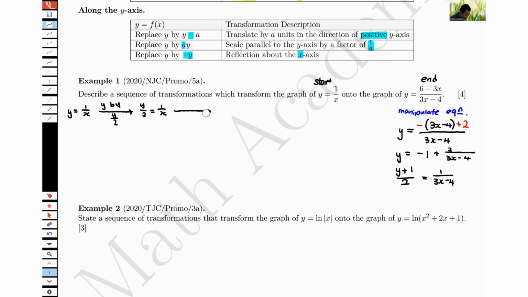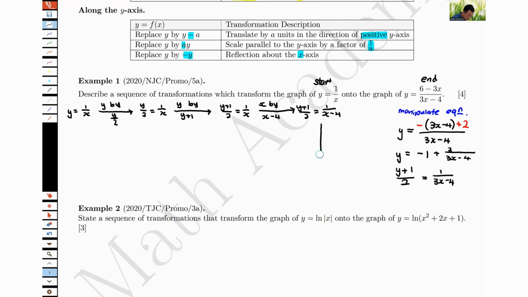Continue with the next replacement. I replace y by y plus 1. Then we do the x. Your order is important. Must make sure you get the same final equation. Let me go for the minus 4. We must do the minus 4 first. Then we can do the 3x.